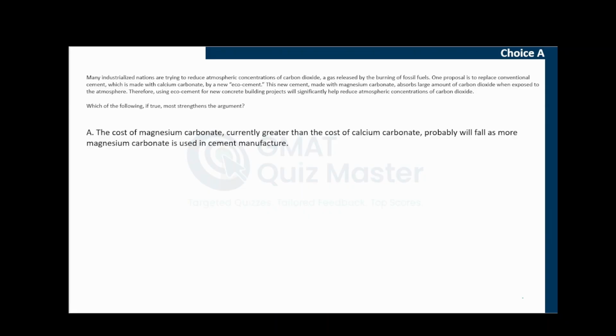Choice A, the cost of magnesium carbonate. So magnesium carbonate is being used in eco cement. The cost of magnesium carbonate is currently greater than the cost of calcium carbonate. So this is being used in eco cement, this is being used in conventional cement. If the cost of magnesium carbonate is currently greater than the cost of calcium carbonate, it is possible that the eco cement may be costlier than conventional cement currently, right?